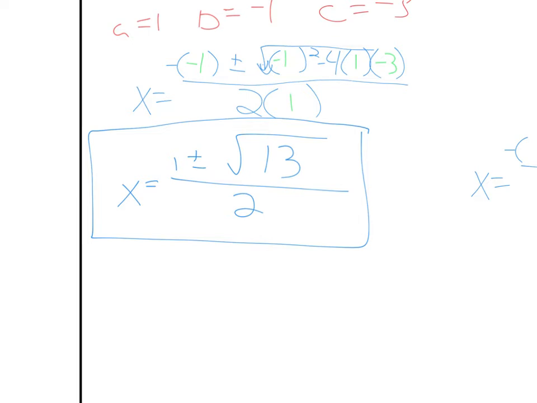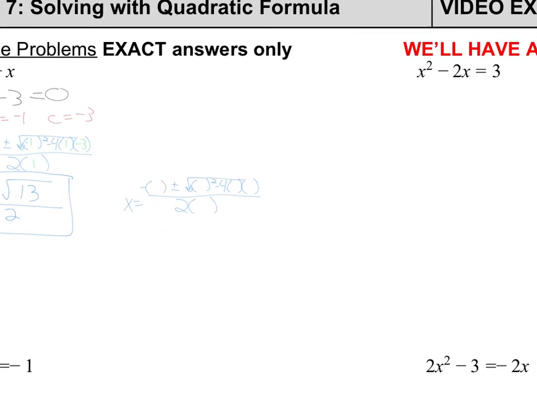If you're doing one of these and it asks for a decimal approximation, you'd have to do 1 plus the square root of 13, figure out what that is, divided by 2. So the square root of 13 is going to be 3 point something. So 1 plus 3 point something divided by 2, and then 1 minus 3 point something divided by 2. All right, next one.